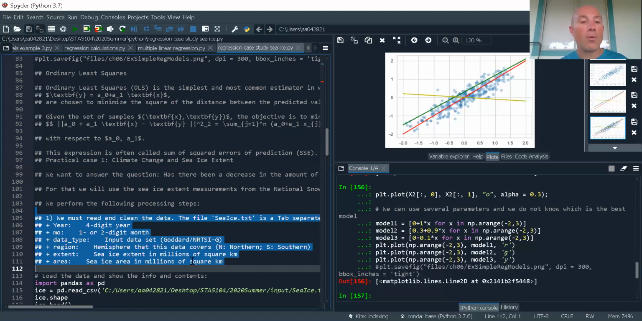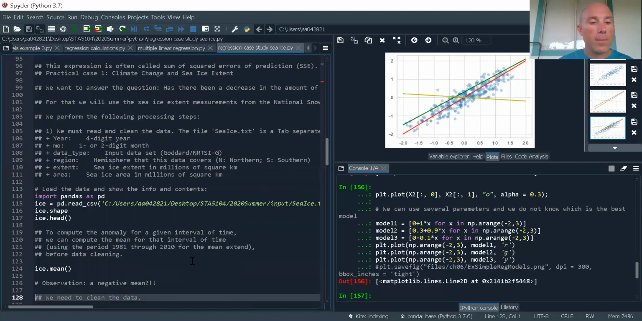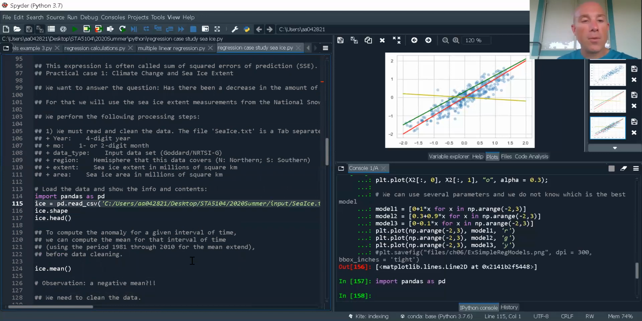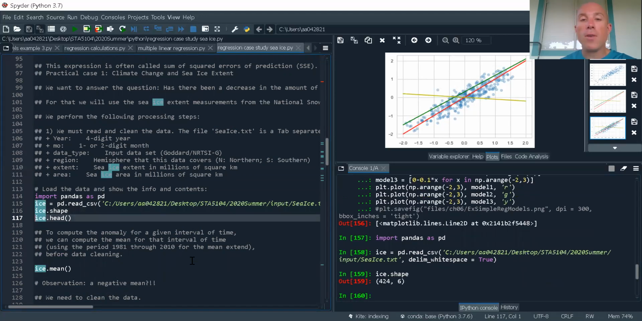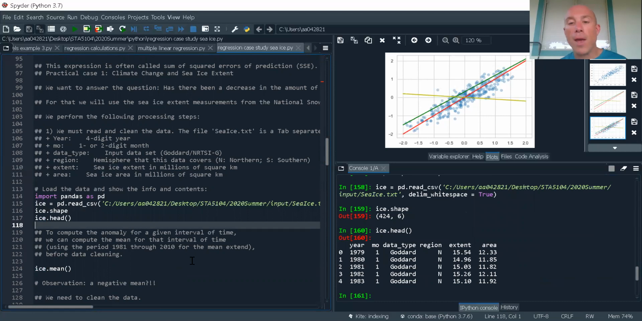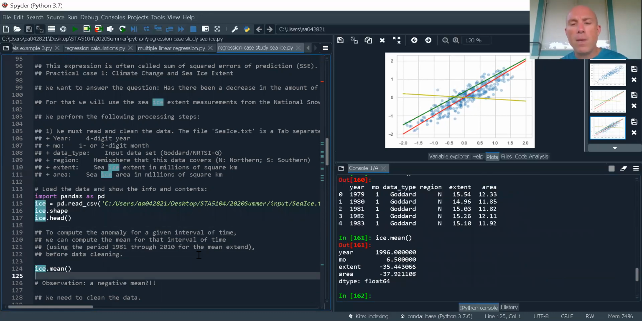Okay. So let's go ahead and get pandas going because we need our data set. So let's go ahead and read in the data. Here's the shape. We see that we have 424 rows of data and 6 columns. And then boom, we've got year, month, data type, region, extent, and area. Well, I use the head attribute to take a look. All right, so now let's go ahead and calculate some means.